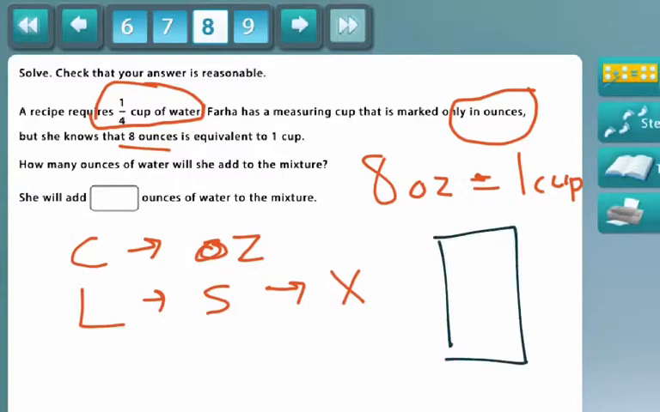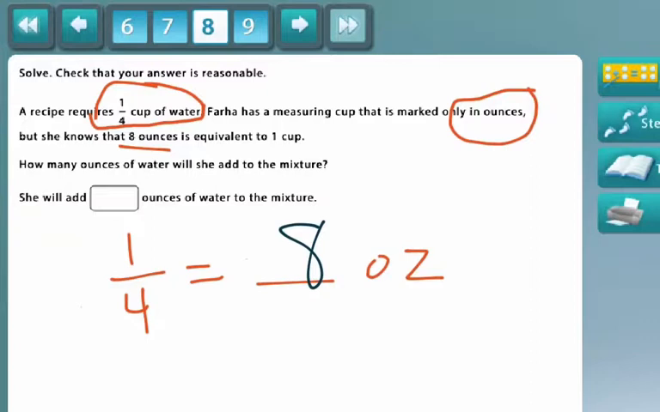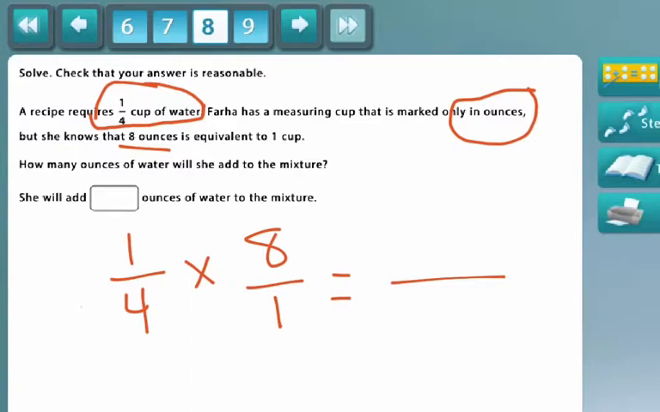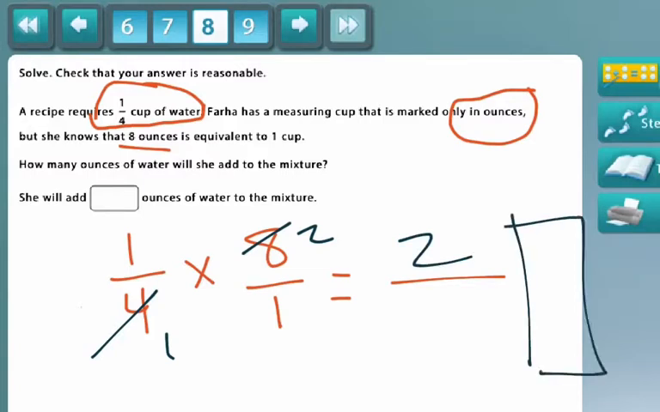well, if 1 cup is 8 ounces and she has 1/4 of a cup, then how much is 1/4 of 8 ounces? Well, how much is 1/4 of 8? And that would be 2. So if you go back to the original drawing, if you drew it and you knew the whole thing was 8 ounces, 2 is 1/4 of 8. So that checks out to be true. So she needs 2 ounces of water.